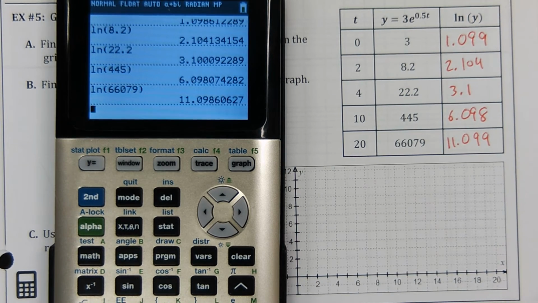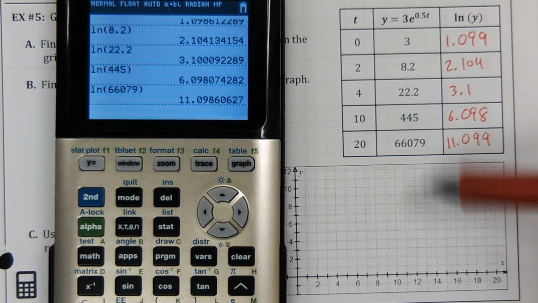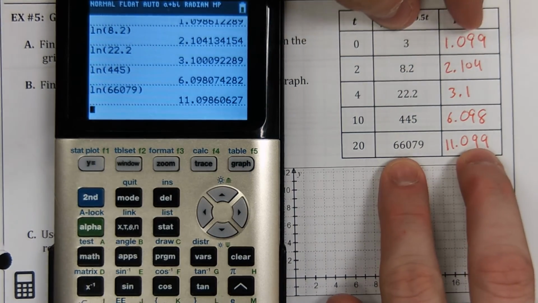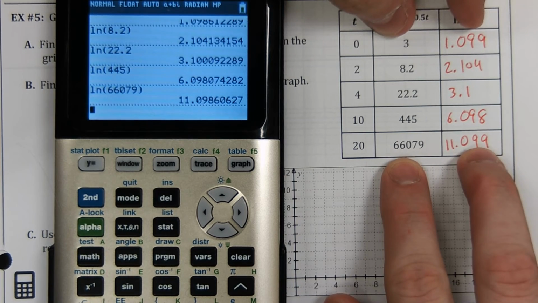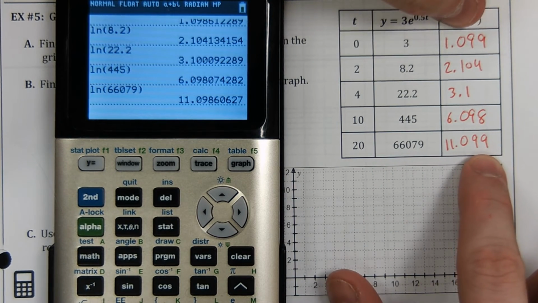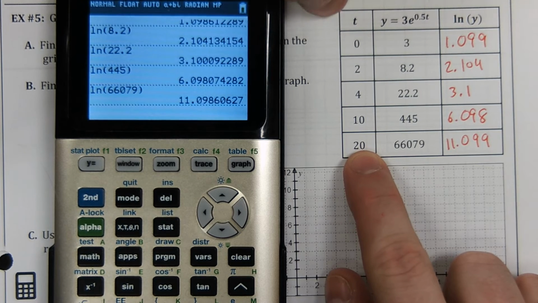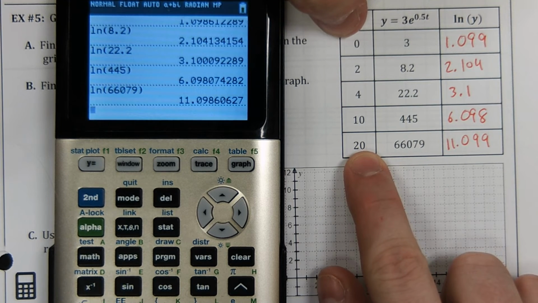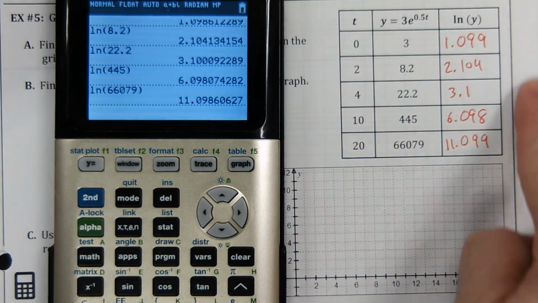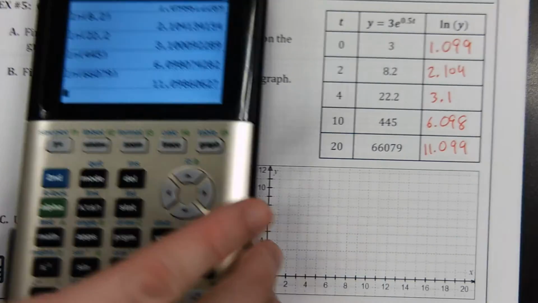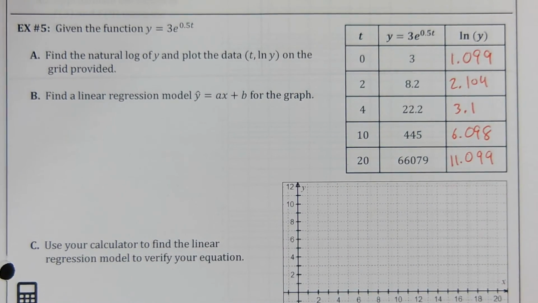You know, if you wanted to find the average rate of change over this whole table, it would just be the slope between these two coordinates, right? But look at what you get when you subtract your y values. This minus this is exactly 10. And your x's are 20 minus 0. And 10 over 20 is 0.5. So this line has a slope of around 0.5. Isn't that interesting? It says find a linear regression model for the graph.